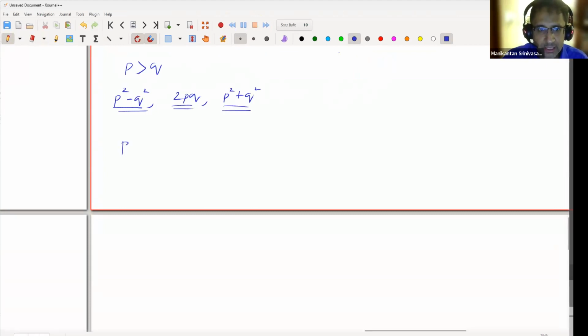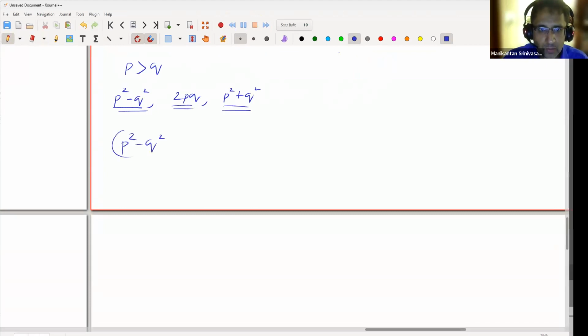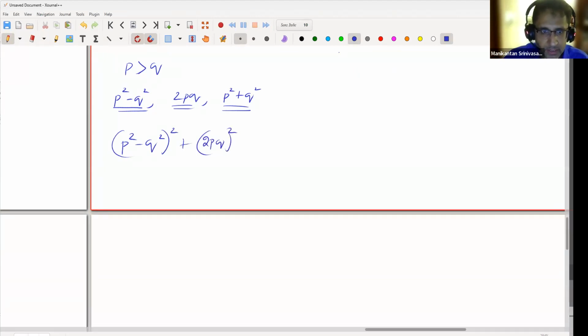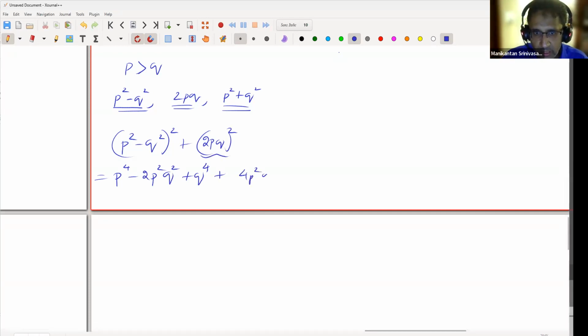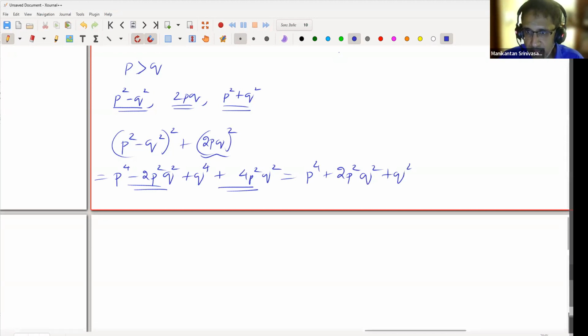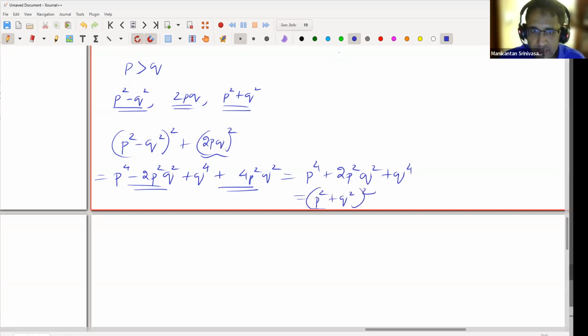As in, let's verify. If I take P square minus Q square whole square, and if I add 2PQ the whole square, let's see what happens. So this is P power 4 minus 2P square Q square plus Q power 4. And this is 4P square Q square. So the 4 and the minus 2 add up to give plus 2. So which is this, right? Which is P square plus Q square, the whole square, which is this guy whole square. So this is a triplet.